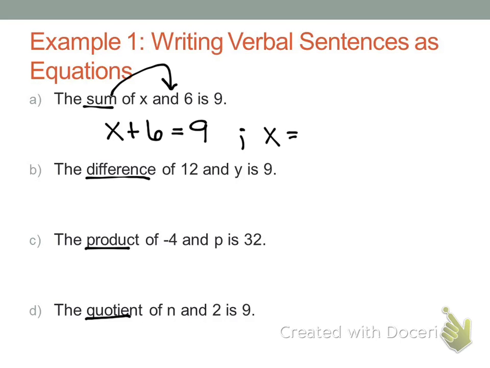All right, so in my first equation, this is what I did. I plugged in my addition sign where the word and was, so x plus 6 equals 9, and the value for x that makes it true is 3. X equals 3. All right, on B, the difference of 12 and y is 9. So again, where I see the word and, I insert my operational word. And 12 minus y equals 9. So what value would make y true? 12 minus what? Very good. So y equals 3.